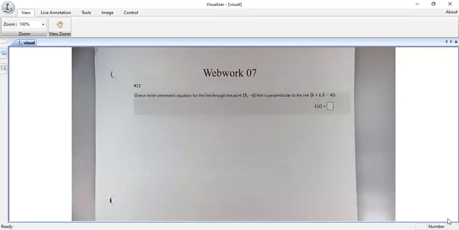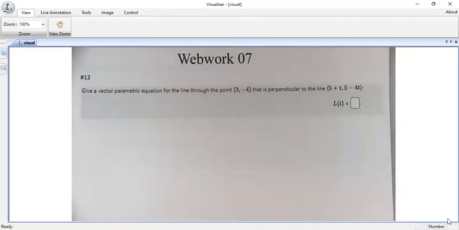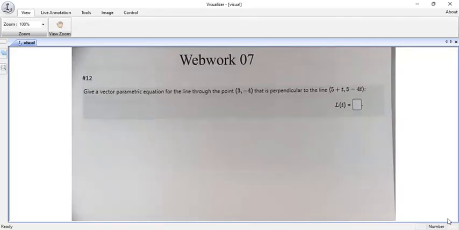We blow this up. It says: give a vector parametric equation for the line through the point (3, -4) that is perpendicular to the line (5 plus t, 5 minus 4t). And I think it was the perpendiculars and the parallels that were messing most folks up. No problem there. All right, so let's see. First thing, get a visual for this. So what do we got?